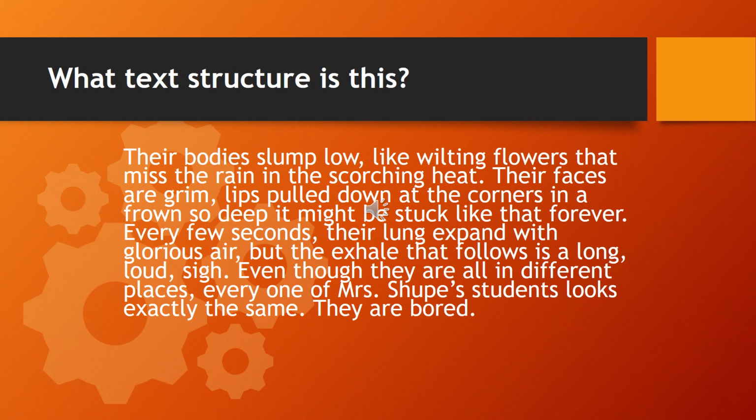I think we're getting the hang of this. Let's try another one. What text structure is this? Their bodies slump low like wilting flowers that miss the rain and the scorching heat. Their faces are grim, lips pulled down at the corners in a frown so deep it might be stuck like that forever. Every few seconds, their lungs expand with glorious air, but the exhale that follows is a long, loud sigh. Even though they are in different places, every one of Mrs. Shoup's students looks exactly the same. They are bored. So, what do you think? What text structure is this?